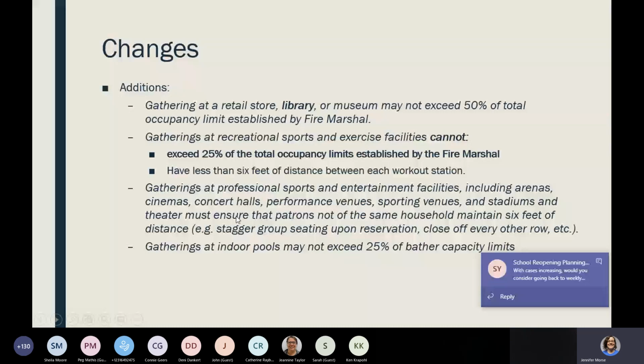It does talk about recreational sports and exercise facilities. And again, it's hard for us to know if that means like a weight room or things like that in a school. My assumption would be yes, to play it on the safe side, and that should not exceed 25% of the capacity. And those machines should be 6 feet apart from each other. If you have indoor pools, those should not exceed 25% of the maximum capacity. And if you have gatherings like sporting events or concerts, people need to be 6 feet apart from each other. So those are just additions to that order.